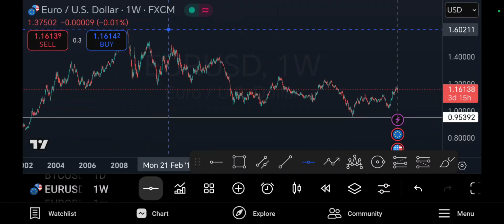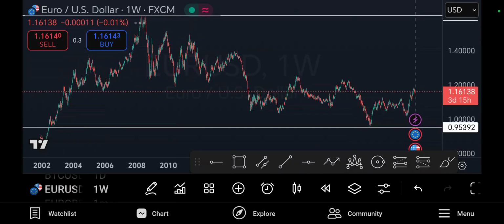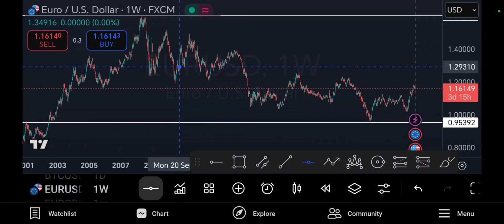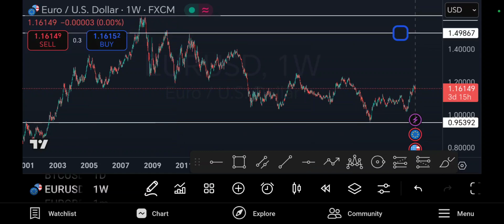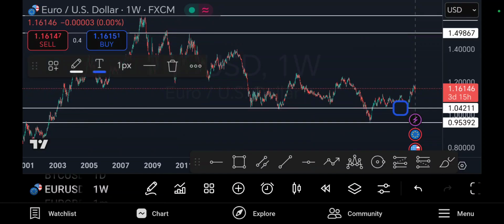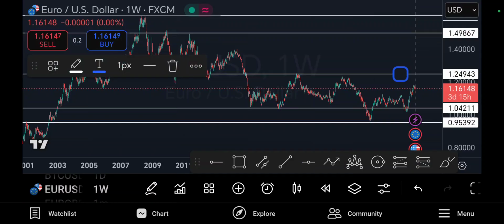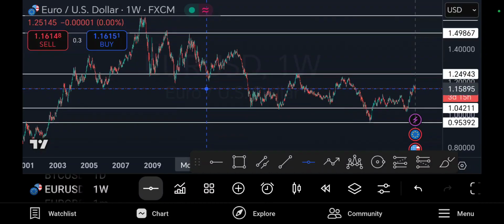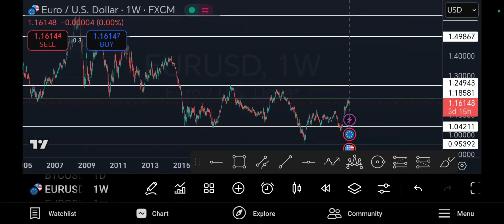Okay, then we have our highest high there. Cool, everything's okay thus far, right? Then we have this area here as a key level, this area as a key level, this area as a key level, and then we can mark this one also. See, as simple as that.